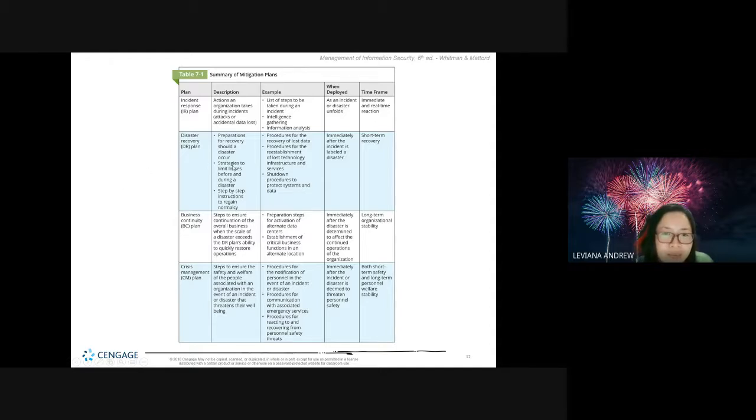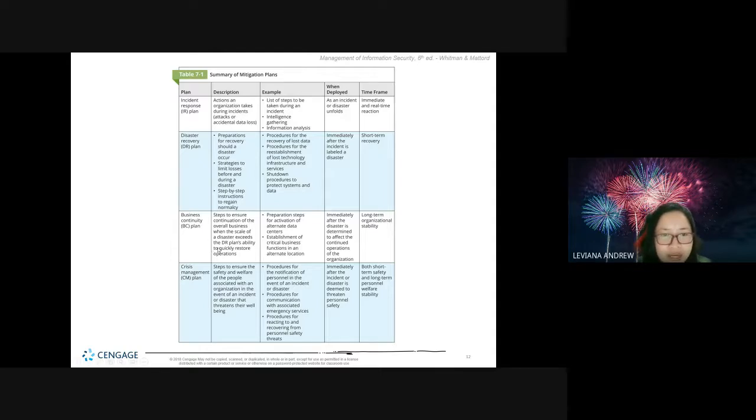Disaster recovery plan, the preparations for recovery should disaster occur, strategies to limit losses before and during disaster, and step-by-step instructions to regain back to normal again. For example, procedures for recovery of lost data, procedures for re-establishment of lost technology infrastructure, and shutdown procedures to protect systems and data. It should be deployed immediately after the incident is labeled as disaster. This is a disaster recovery plan, normally for short-term recovery.